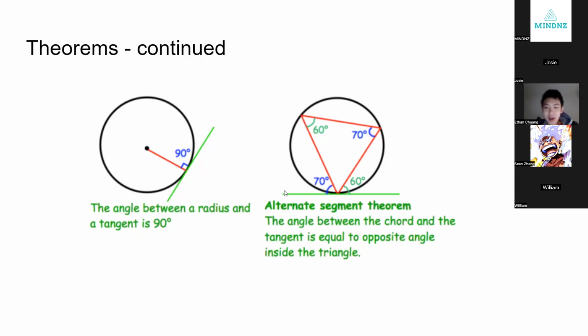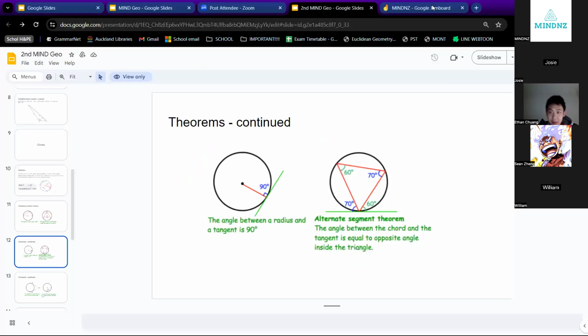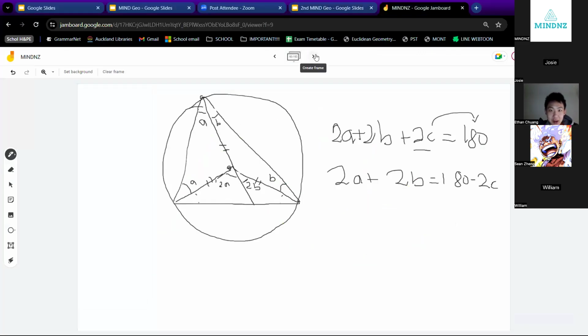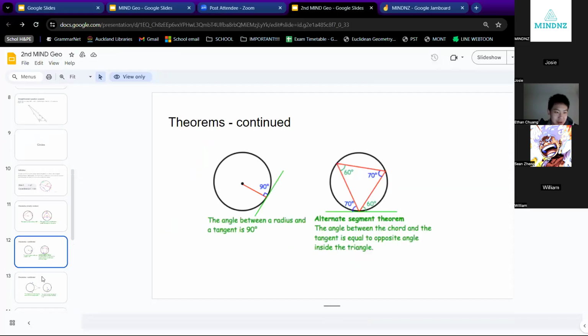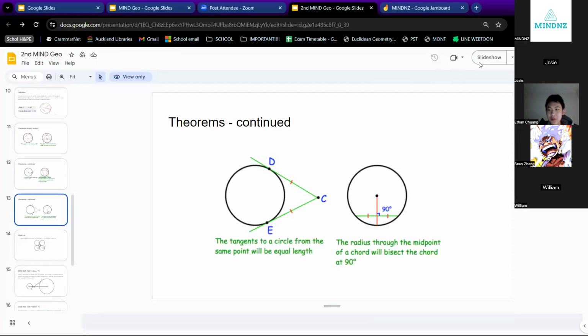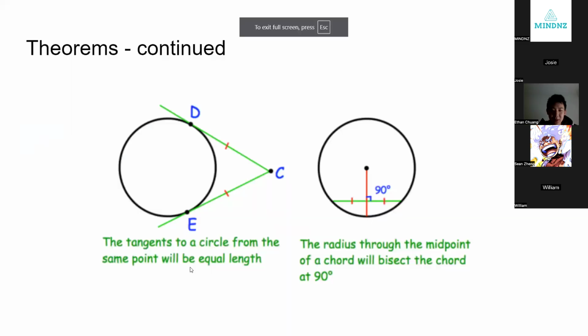Wait, we have to prove it again? Okay, I'm so sorry. What? Oh, we have 5 minutes left. Actually, maybe we should just go through all the theorems and we'll just prove them next time. All right, just keep going. Never mind. Okay. So moving on.